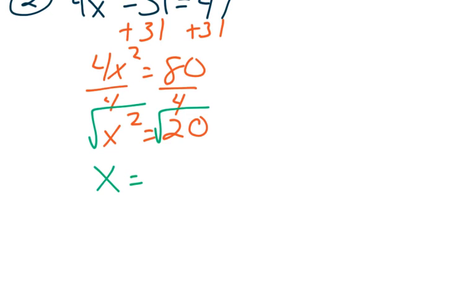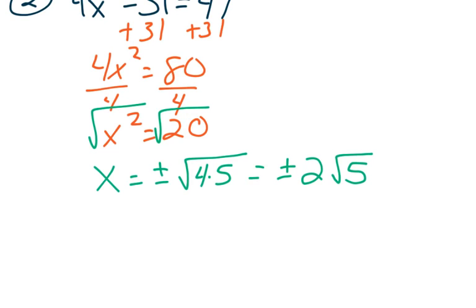So x equals, again, we're solving with square roots, so we need plus or minus. 20, not a perfect square, but it is divisible by 4, just like the last one. So we can make that 4 times 5. The square root of 4 is 2, and then we have the square root of 5. So plus or minus 2 square root of 5 would be your answer for number 2.